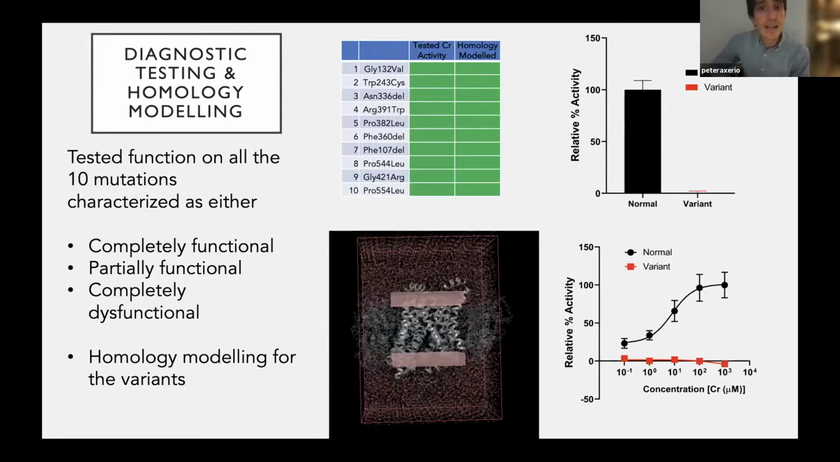So the next step was to create a model for these constructs and try to see how these mutations may affect the protein, and then use that as a template to screen drugs, particularly looking at the active site, but also looking at where these mutations are on the protein.